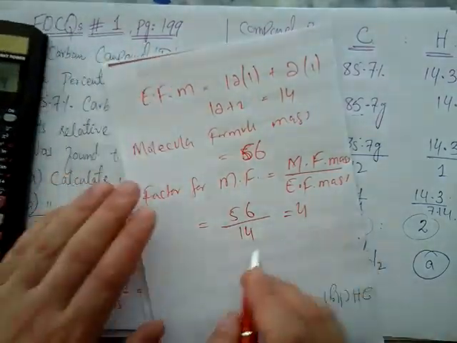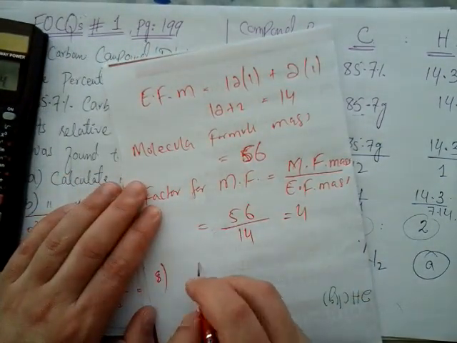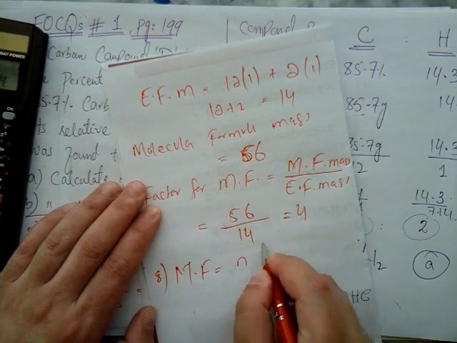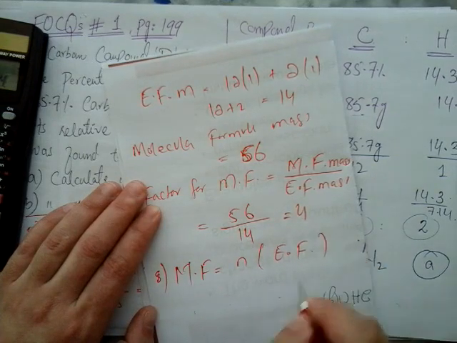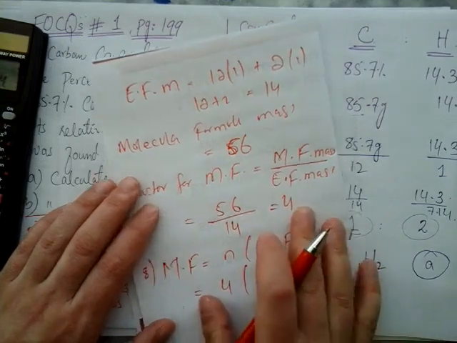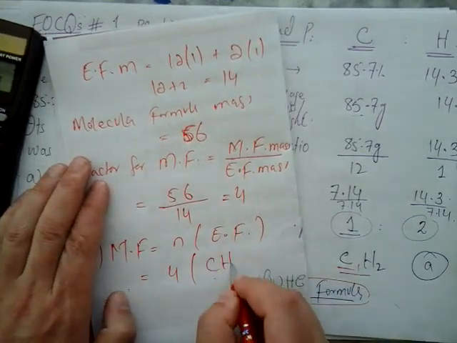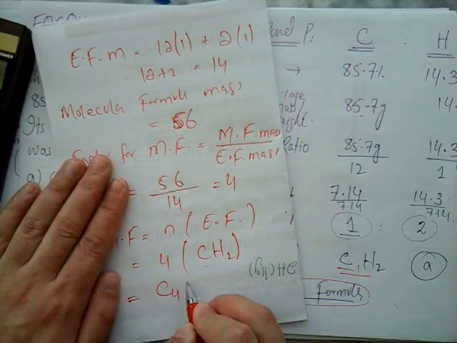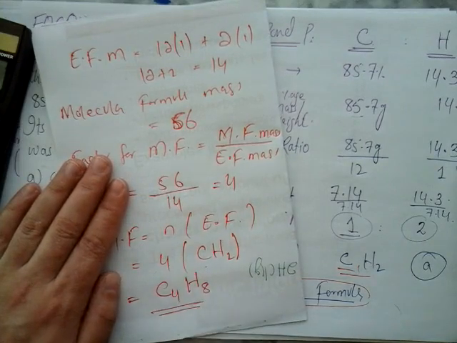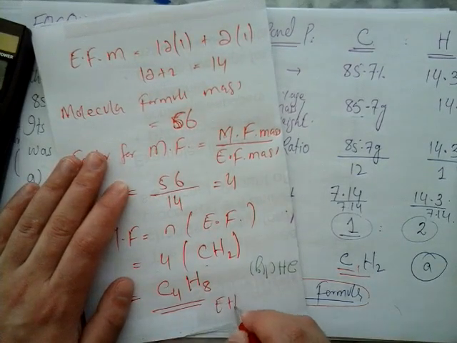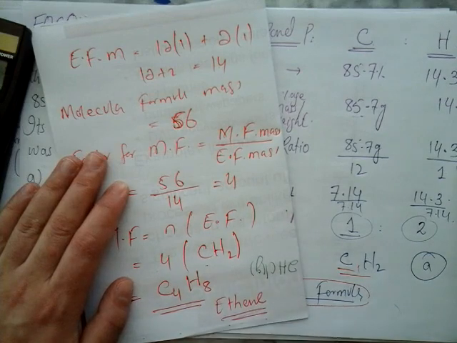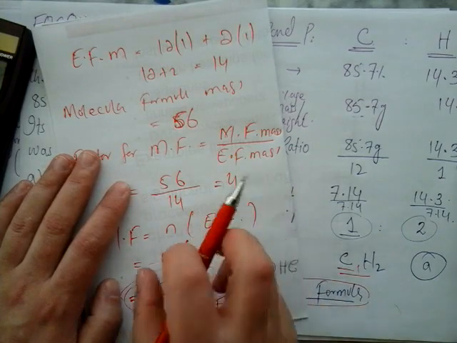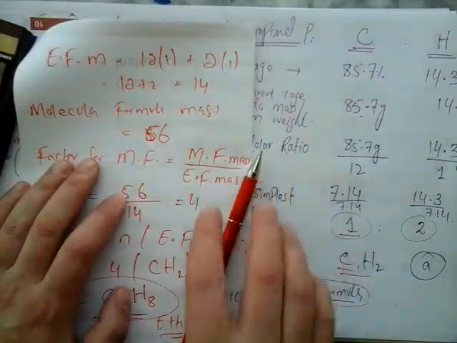So 4 is the factor, and in the last step, for finding the molecular formula, we have to multiply the n with the empirical formula. Okay, and n is 4. 4 is going to multiply with CH2, so here it would be C4H8. So this molecule is actually ethene. Is that clear? So we have deduced the molecular formula of the unknown compound through the percentage composition.